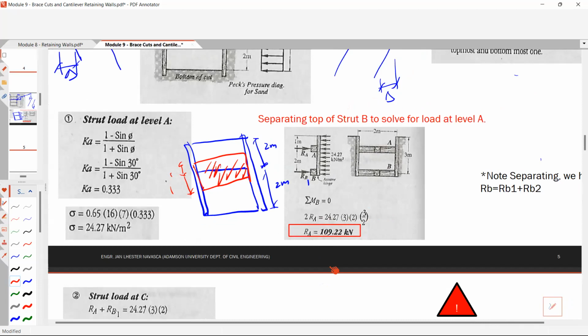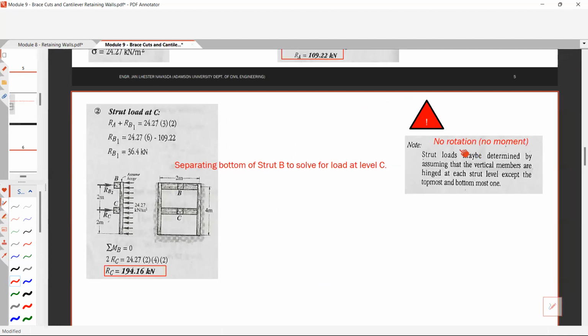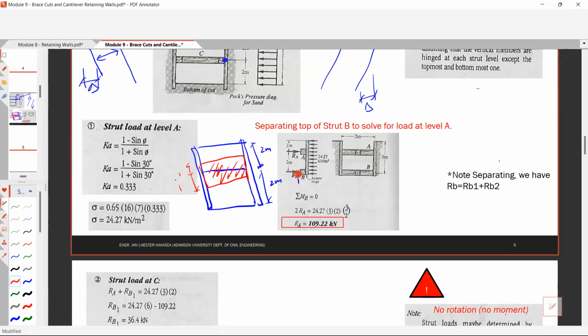Then solving for the strut load at C, again, take note that the strut loads is assumed to be hinged at the middle portion. So strut load at C, considering naman natin yung bottom of the strut B, to solve for the load level at C. Kung mapapansin nyo, they have this RB2. So let us solve muna yung RB1, yung dito kanina. RB1, this one.